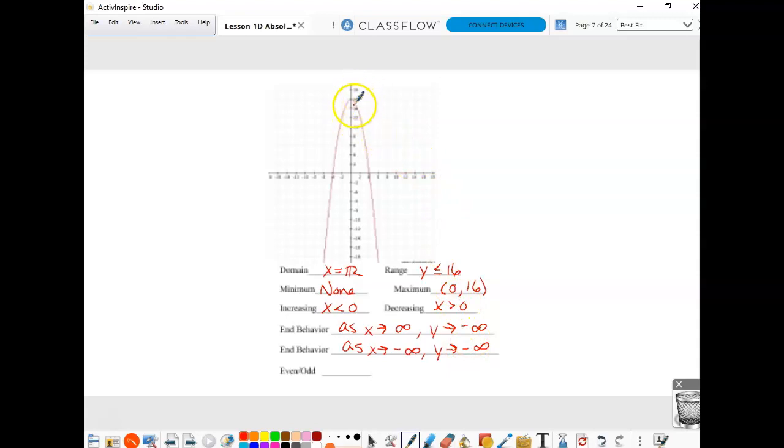This graph looks like it could be even because it's reflective over the y-axis, but it does not go through the point 0, 0. So it is neither. N-E-I-T-H-E-R.